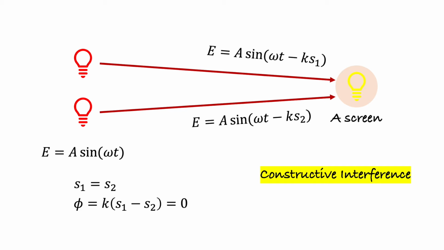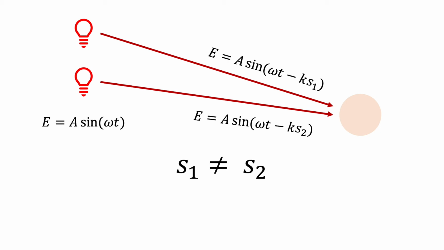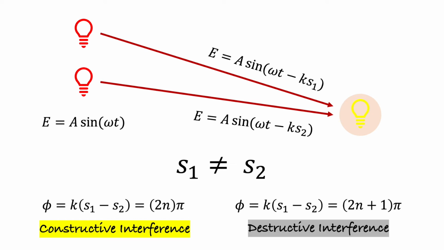Then, we move the screen lower. For this new location, S1 and S2 are not equal. However, if the phase difference from the difference in distance is still an even integer times pi, the interference on the screen is still constructive. In the other case, if the phase difference is an odd integer times pi, the interference on the screen becomes destructive. Instead of having one location, we can have a screen that is wide.